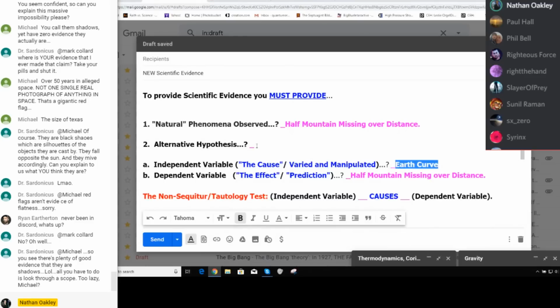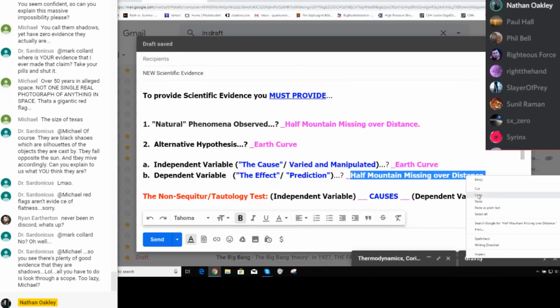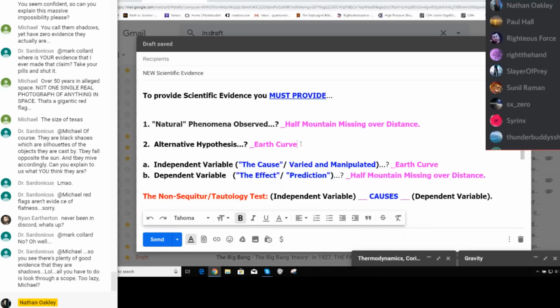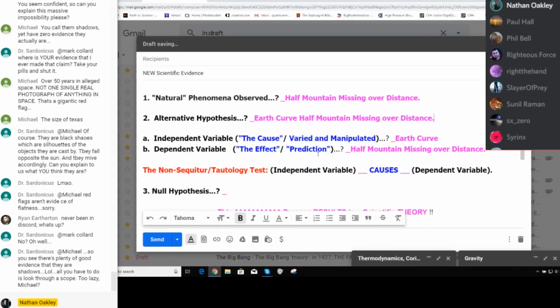But hold on, I've still got a problem. John, I'm really sorry to talk over you. Go ahead. Originally, you said distance. The distance is an independent variable. No, it's not. In this case, it actually is, because if you vary the distance, you'll change the effect. So how are you going to manipulate your curve? By changing the distance. So your alternative hypothesis is Earth curve causes half mountain missing over distance. That's your hypothesis.